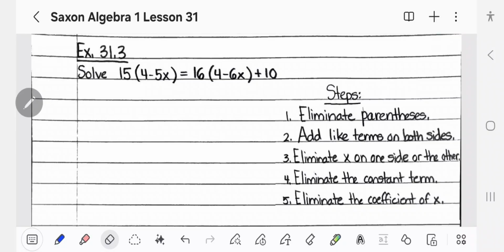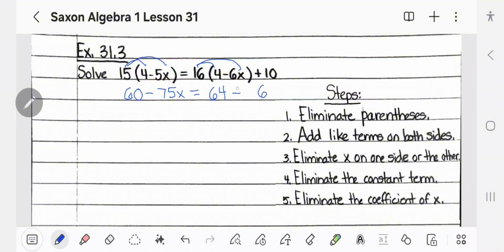Example 31(3). We're going to eliminate the parentheses on both sides of the equation, and I can't do anything inside here or inside here because those are not like terms. So I'm going to distribute to get rid of the parentheses. 15 times 4 is 60, minus 15 times 5 is 75, and that's got an x, equals 16 times 4 is 64, minus 16 times 6.